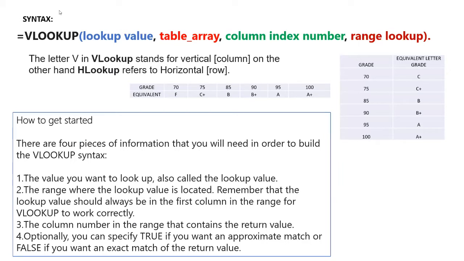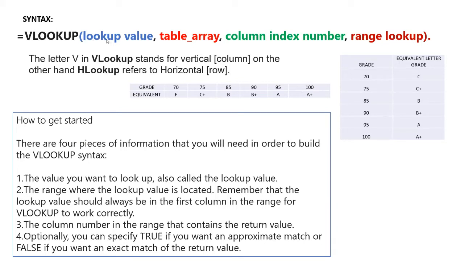So we have the lookup functions. We have the so-called VLOOKUP and the HLOOKUP. You will use VLOOKUP if your table array is in a vertical form, a vertical column like this. So if your table array is in a vertical form, then VLOOKUP will be used. But if your table array is in a horizontal form, like this, a horizontal row, then the HLOOKUP will be used. So this is the syntax for the VLOOKUP function.